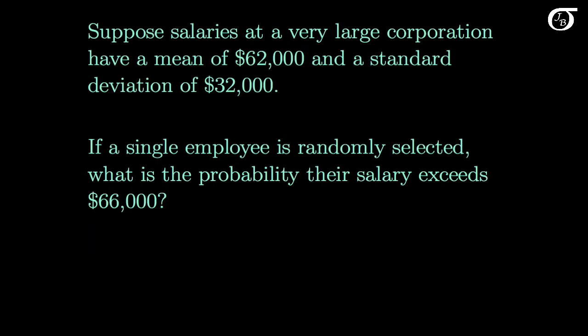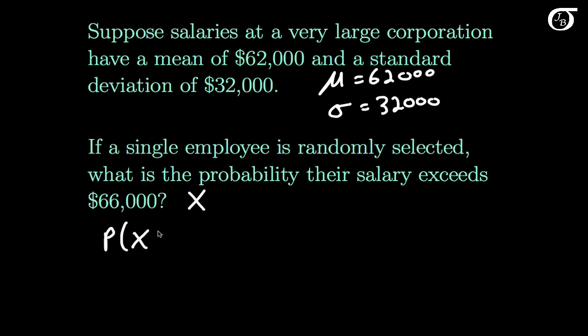Let's see how the central limit theorem might help us carry out a probability calculation. Suppose salaries at a very large corporation have a mean of 62,000 and a standard deviation of 32,000. Our population mean mu is 62,000, and our population standard deviation sigma is 32,000. If a single employee is randomly selected, what is the probability their salary exceeds $66,000? Let's let the random variable x represent the salary of a randomly selected employee. What we want to find is the probability that x is greater than $66,000.